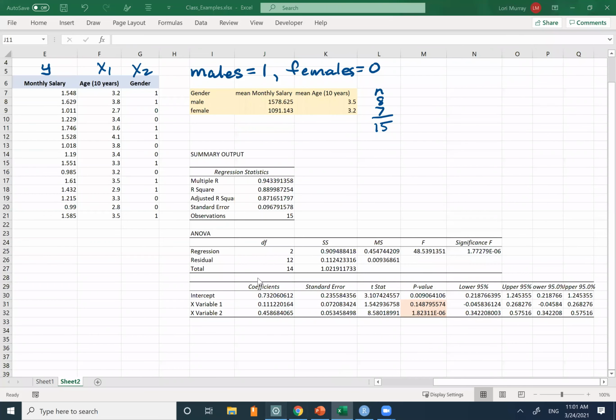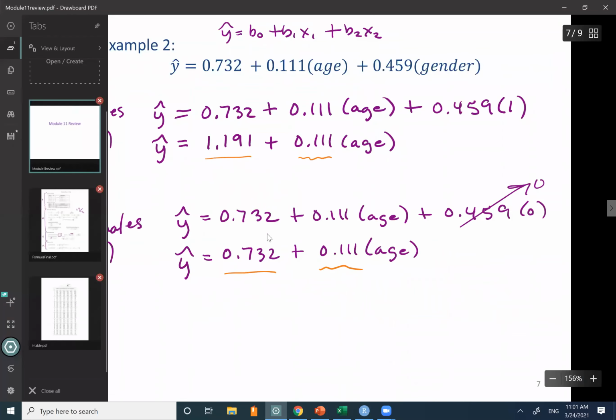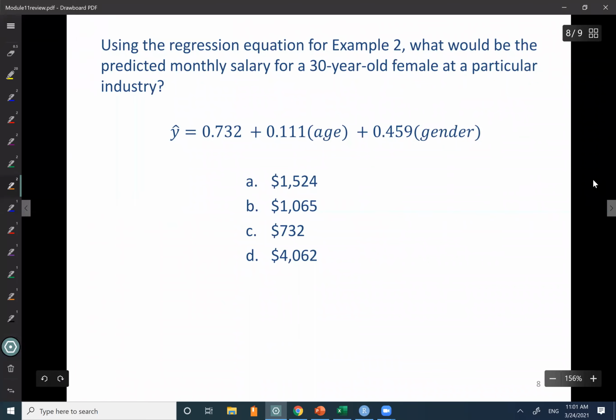Okay, so with that, let's take a look at this. Using the regression equation for example 2, what would be the predicted monthly salary for a 30-year-old female in this particular industry where the textbook got the data? Yeah, it's interesting, isn't it?